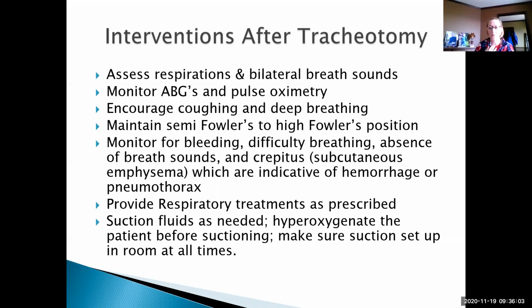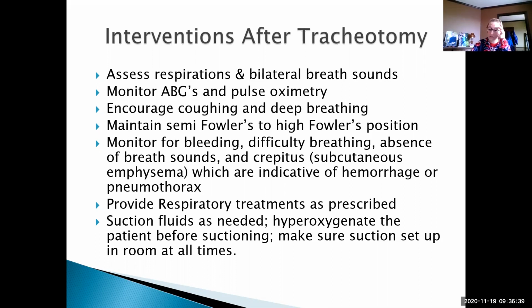After a trach has been newly placed, it is possible that if the opening was too big, they can start to develop some subcutaneous emphysema, getting that air underneath the skin. So you want to be assessing for that and making sure that they don't have that. And then it could also cause a pneumothorax as well. Providing respiratory treatments as prescribed. Again, that's more respiratory's job. Suctioning as needed, hyperoxygenate before suctioning, and make sure it's set up in the room at all times.